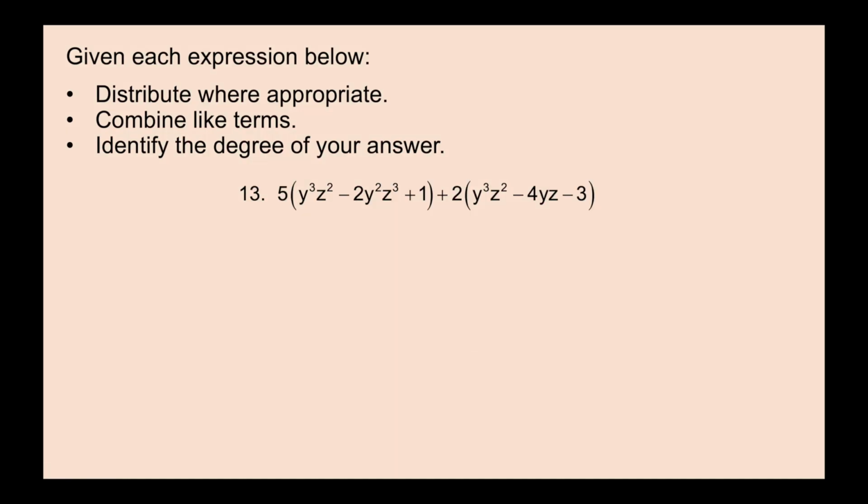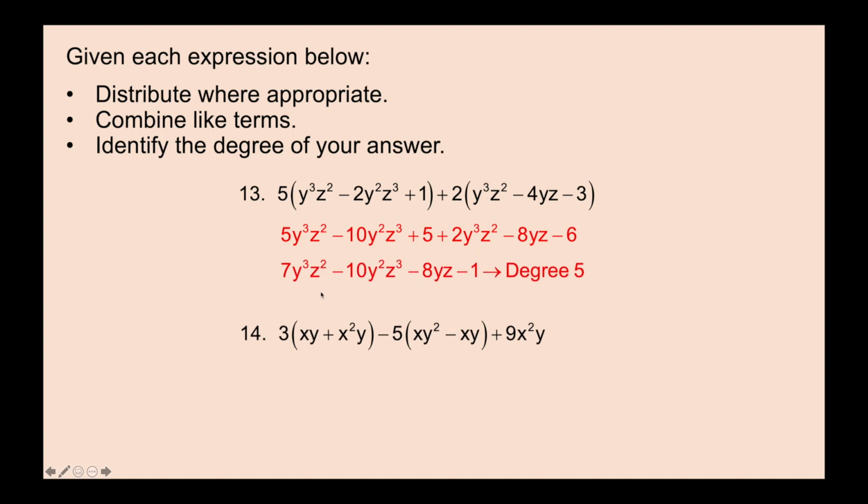In example 13, here I do have some distribution that I can do, so I'll distribute the 5 to the first set and the 2 to the second set. And that's going to give me this. Next, when I look for things that combine, I've got y and z in this problem. And so I'm going to start alphabetically with the y, and I'm going to look for the highest degree of y. And so that's going to be this 5y to the third z squared and the 2y to the third z squared.